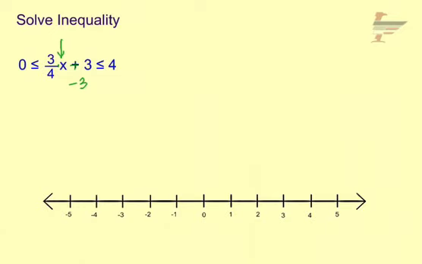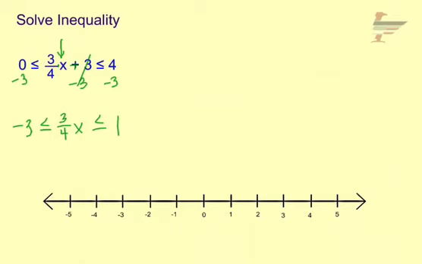Now the trick with inequalities, when you have a compound inequality like this, is you want to subtract 3 in all 3 spots. That's what keeps everything equal. So that cancels. 0 minus 3, we have negative 3 is less than or equal to 3/4 x, which is less than or equal to 4 minus 3, which is just a 1. Okay, so we almost have x by itself.